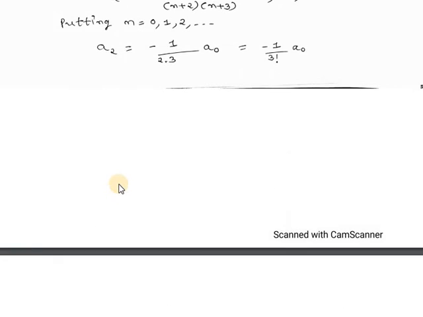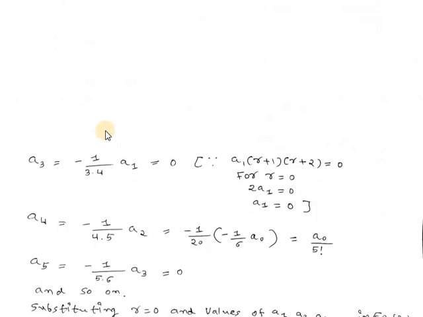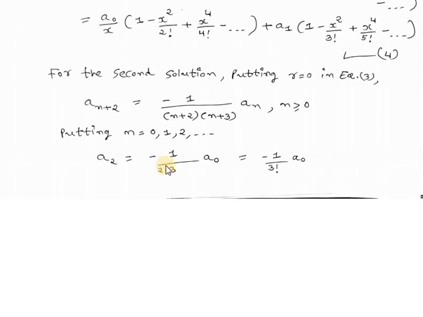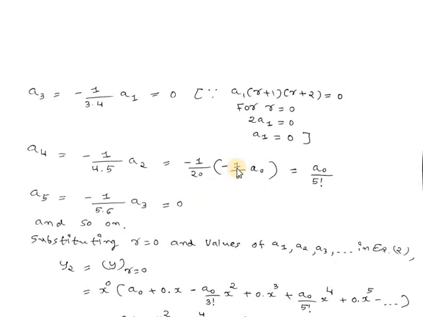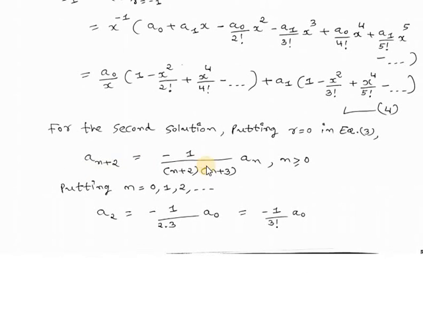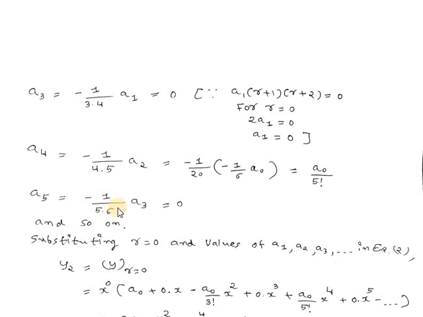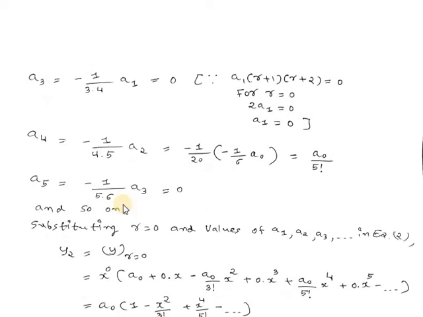So here a1 is 0, that's why a3 is also 0. Now putting n equal to 2 in this relation, we will get a4 is equal to minus 1 divided by 4 into 5 into a2. So it will be minus 1 divided by 20 into the value of a2. The value of a2 is minus a0 divided by 6. If we simplify it, we will get a0 divided by 5 factorial. Now putting n equal to 3 in this relation, we will get a5 is equal to minus 1 divided by 5 into 6 into a3. Now what is the value of a3? The value of a3 is 0. Therefore a5 will be 0, and so on.